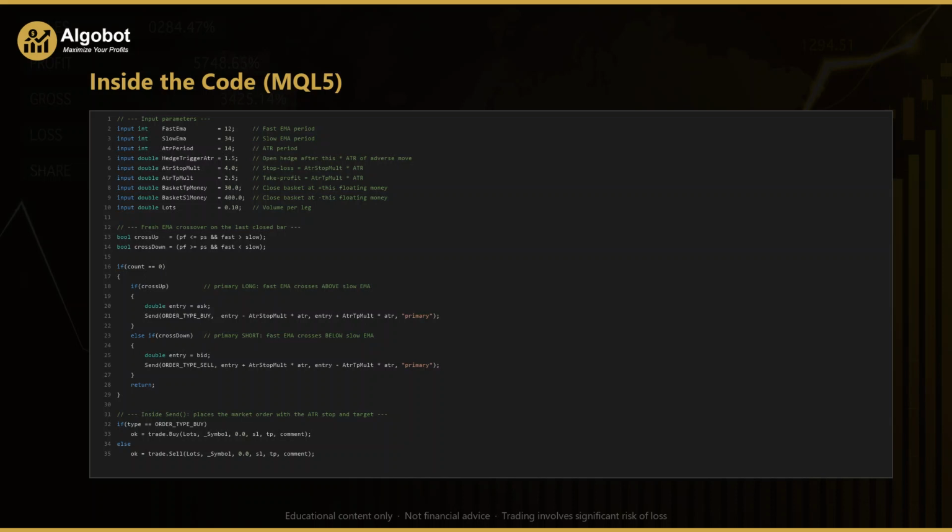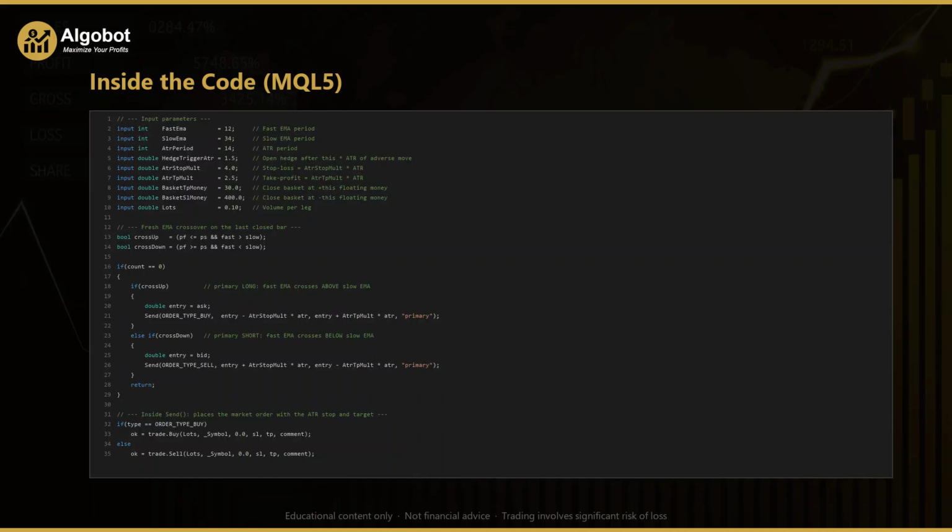When the account is flat and cross-up is true, the code takes the ask price and calls send with an order type of buy, placing the stop 4 times ATR below entry and the target 2.5 times ATR above. When cross-down is true instead, it takes the bid and calls send with an order type of sell, with the stop above entry and the target below.